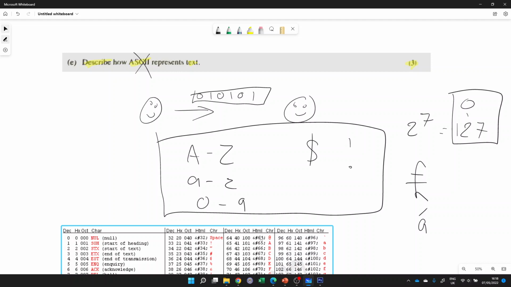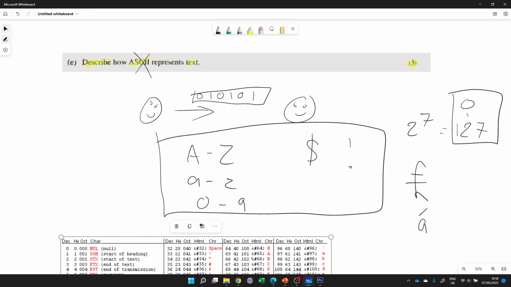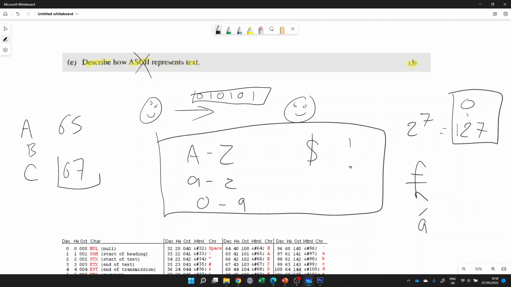The type of question you should be able to do, it might say, for example, the letter A is 65 in ASCII. Can you work out what the letter C is? And you just say, right, how do I get from A to C? Well, there's a B in between, so that'll be 66, 67. So the ASCII code for C is 67. You need to be able to do that kind of question.